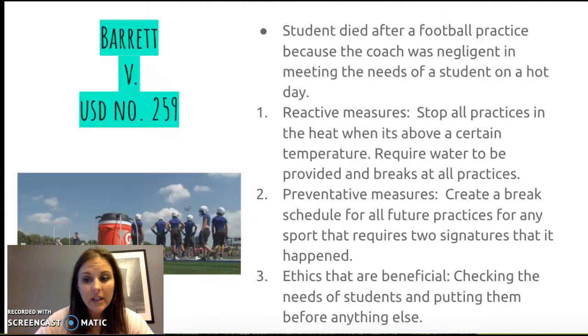Secondly, preventative: create a break schedule for future practices for all sports that requires two signatures that the breaks happen. So I need the coach, assistant coach, or whoever was monitoring at that time to make sure that it actually happened. And third, making sure that we're checking the needs of students and putting them before anything else. This sounds like it was completely negligent and that we have some selfish mindset, thinking football is more important than our students' health, and obviously that is not correct.